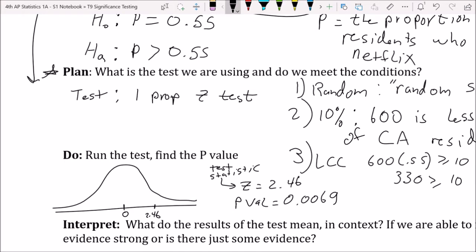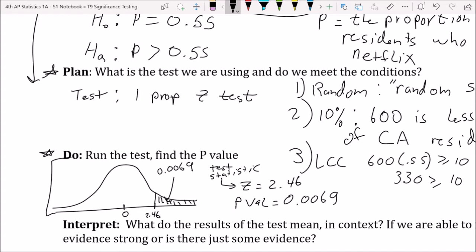Okay, and so what we do is we shade to the right over here. And this area right here, that's what the p-value is, 0.0069. Okay, and so what I wrote right here, that actually shows that we know what we're doing. That's enough for full points on the do part. We're now up to 3 points for this free response question.